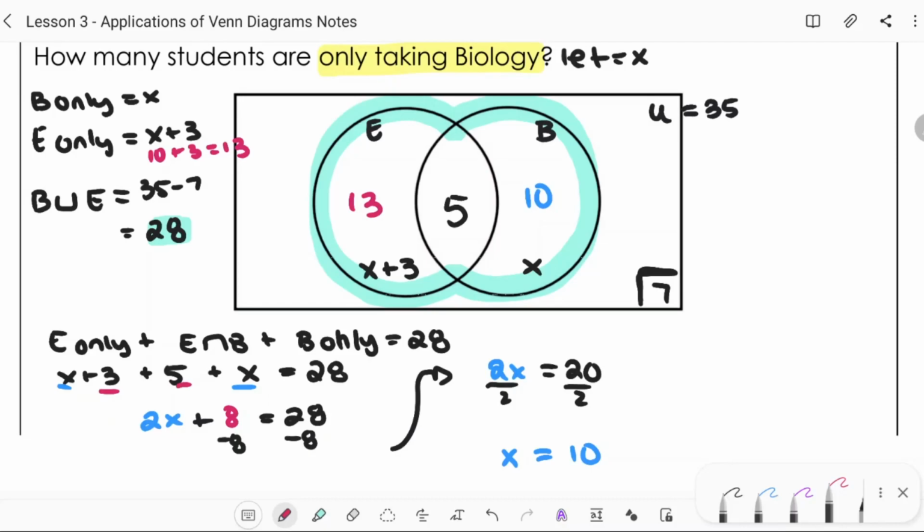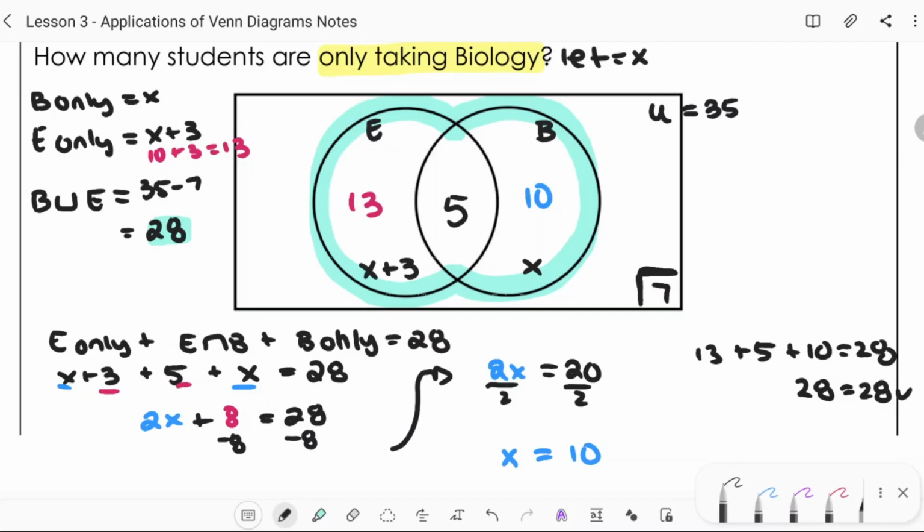All right, we can double check this. Again, 13 plus 5 plus 10 should equal the 28 students who were taking at least one of these 2 classes. And 13 plus 5 plus 10 is indeed 28. 7 kids took neither, and so this works out.